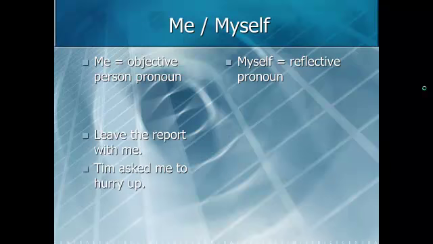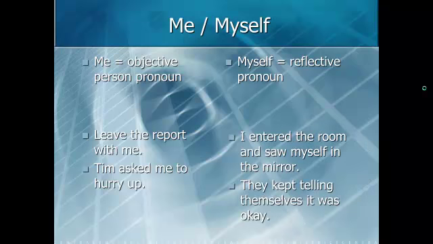Me, myself. Okay, me is an objective personal pronoun, and it's pretty straightforward. Myself is a reflexive pronoun, and it has specific rules for when it can be used. So leave the report with me. Now, lots of times I hear people nowadays saying, well, leave the report with myself. Oh, on the team there was Bill, Dave, and myself. Those are people trying to sound intelligent when they really aren't. Never use myself if you can use me. Tim asked me to hurry up.